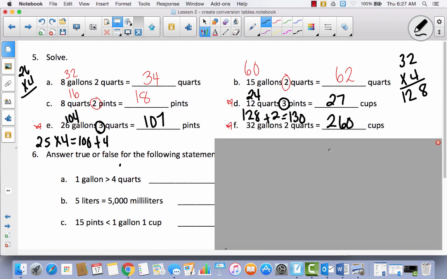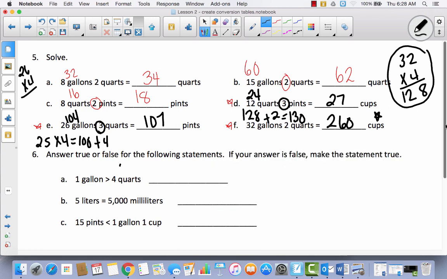Now, for the last one, they tried to trick you. So we've got 32 gallons. I just went over here in the margin and just did 32 times 4. I could have gone back to my conversion table, but honestly, this was just as fast. So I did 128, and then I added that to 2 quarts, which gave me 130. But you'll notice it doesn't say quarts here, it says cups. So if there's 2 cups in a quart, I had to double 130, which gave me 260.